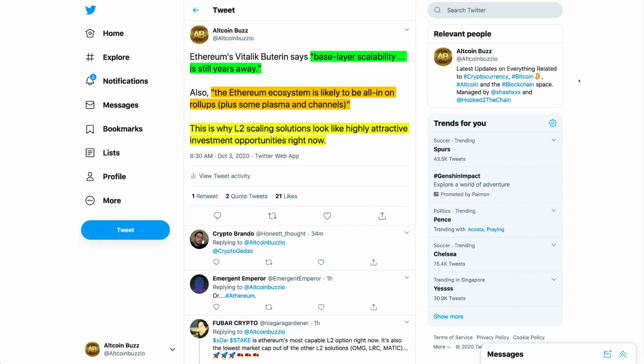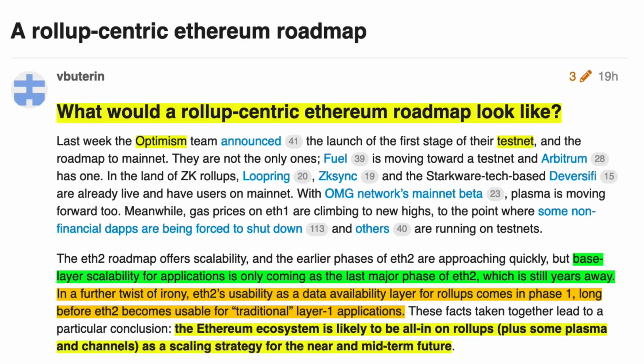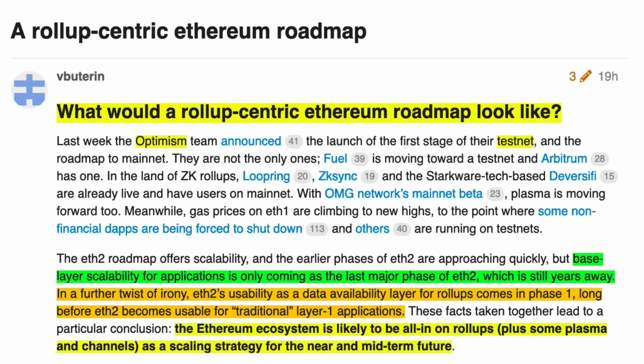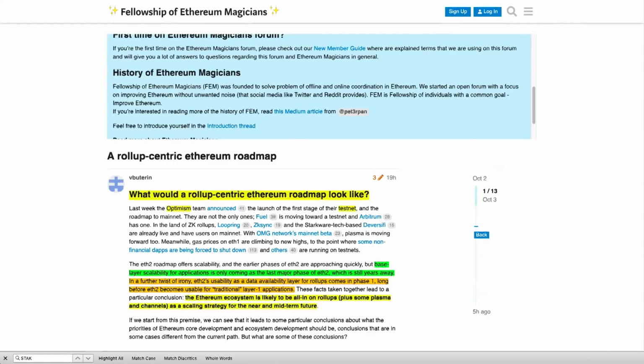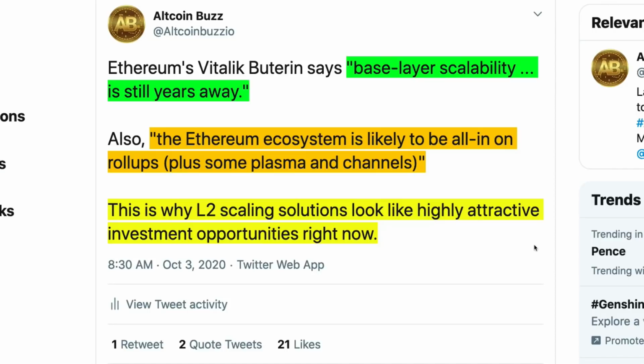I am absolutely flabbergasted by how much information there is about layer 2 scaling solutions. Now, layer 2 scaling solutions, based on everything that I've read, especially this post by Vitalik Buterin himself, written just 19 hours ago, about a rollup-centric Ethereum roadmap, all convinces me that layer 2 scaling solutions and scaling solutions in general are going to play a very big role over the coming year at the very least.